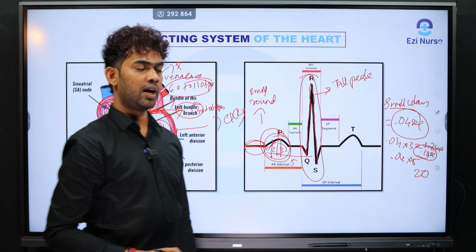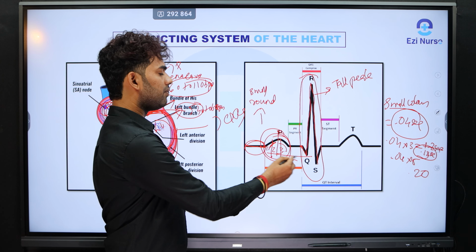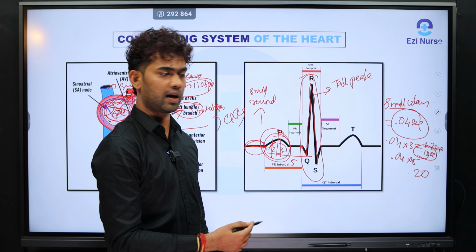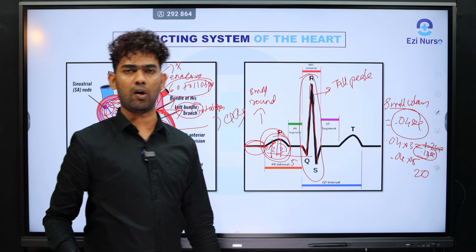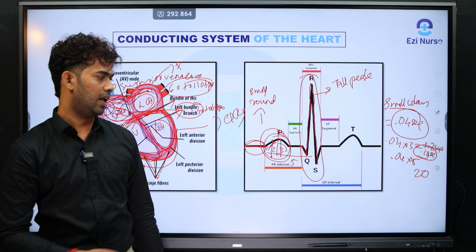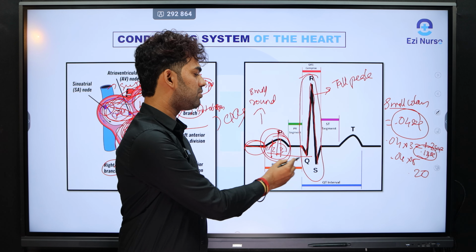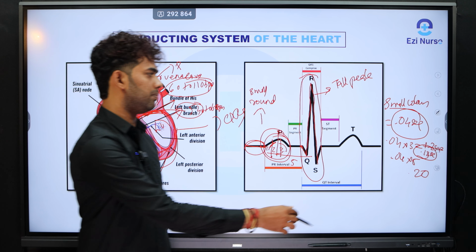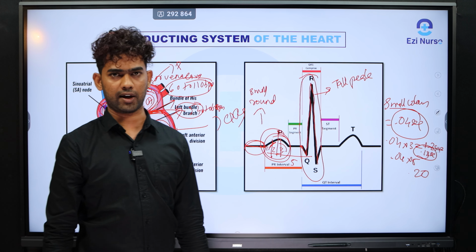0.20 second. If there are 5 columns in the PR interval, that is 0.20 second, then the PR interval is normal. The P wave will be 3 columns and the PR interval will be 5 columns. Each column will be 0.04 second.